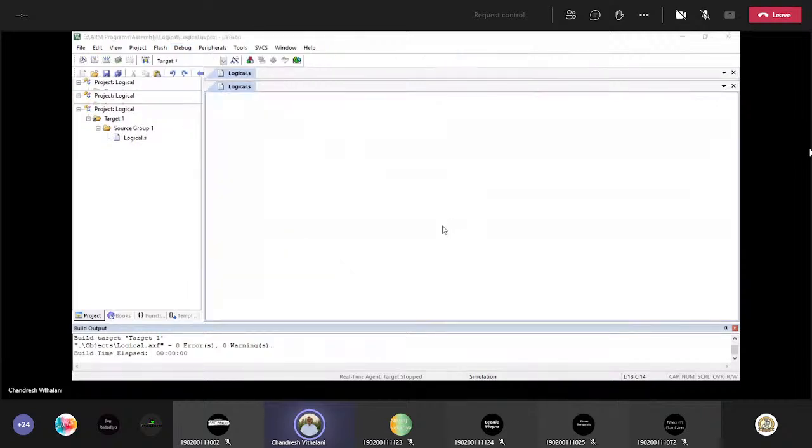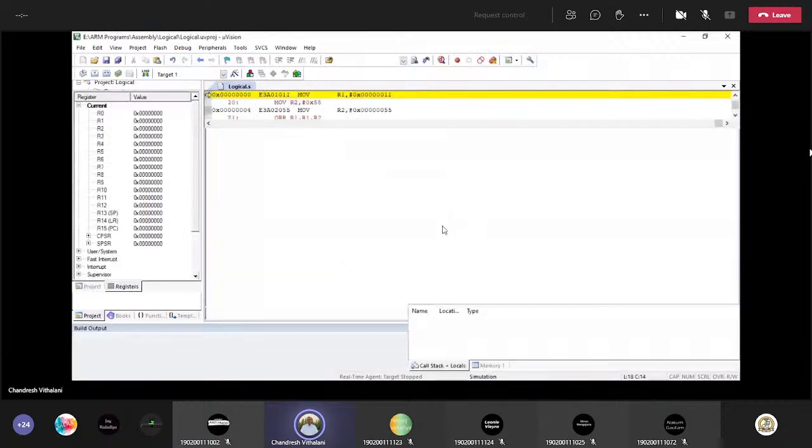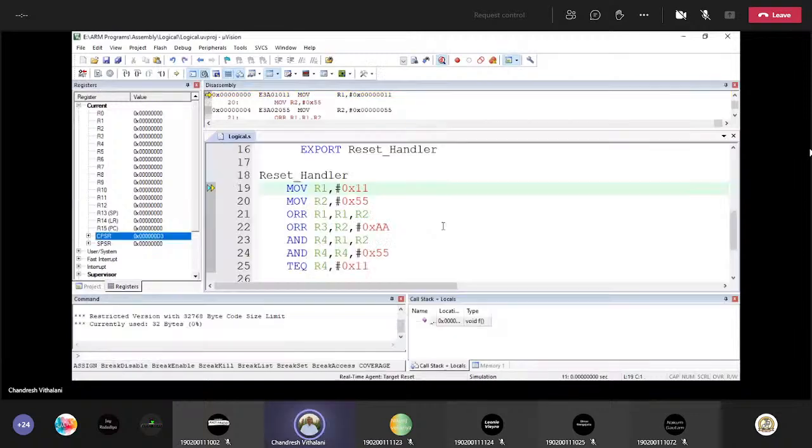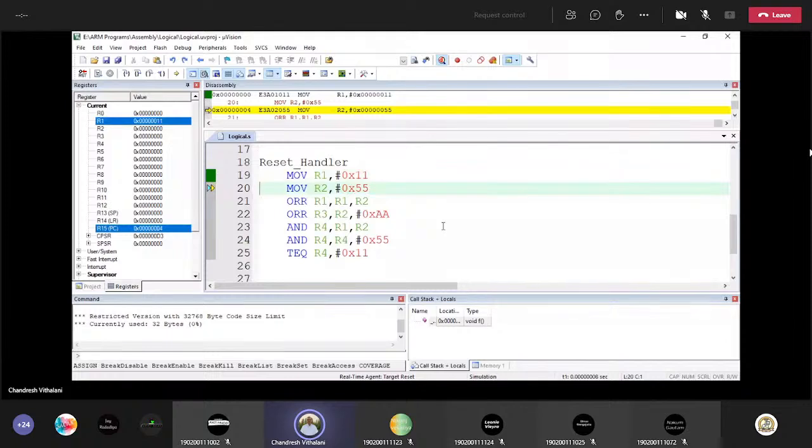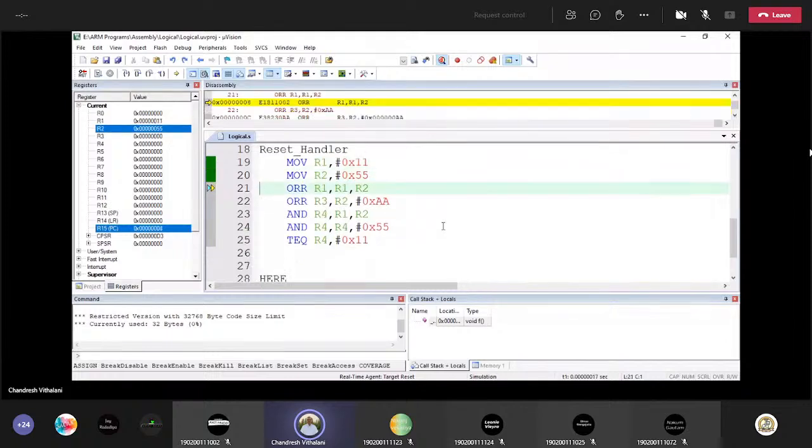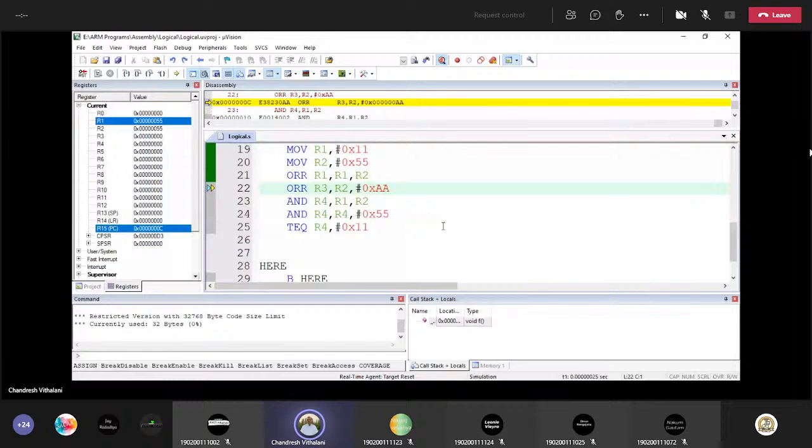So when I debug this, the first instruction is simply transferring 1 to R1. The second instruction is simply transferring 5 to R2. Then R1 and R2 logical OR we are performing, so it will essentially remain 5. There will not be any change. Then R2 and AA, we are performing the OR operation again, so it is becoming FF.